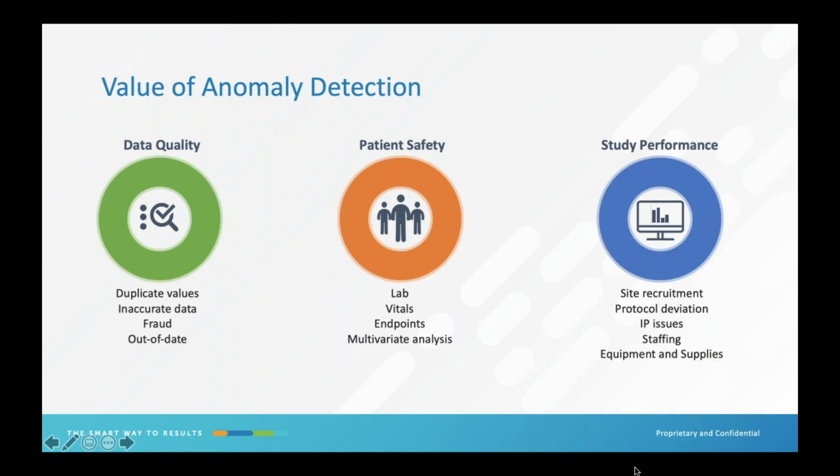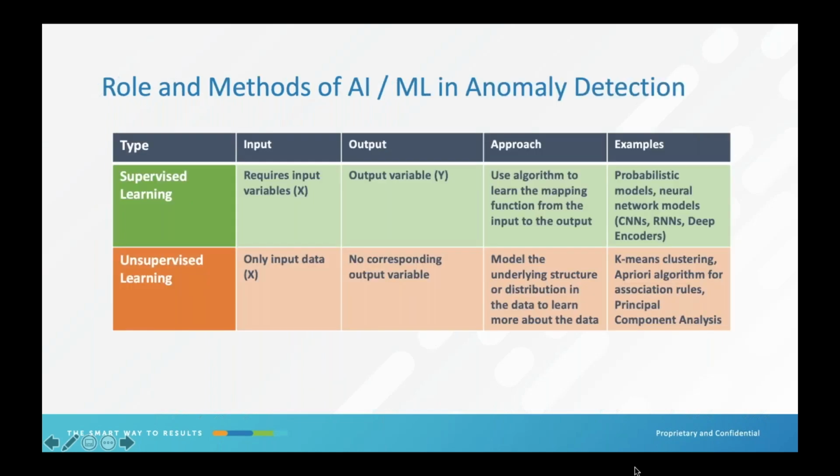So, anomaly detection allows sponsors to identify outliers in data using mathematical models, correlate influencing factors, and deliver insights on data quality, patient safety, and study performance. And of course, with today's advances in artificial intelligence and machine learning, we can identify these anomalies faster than ever before as well.